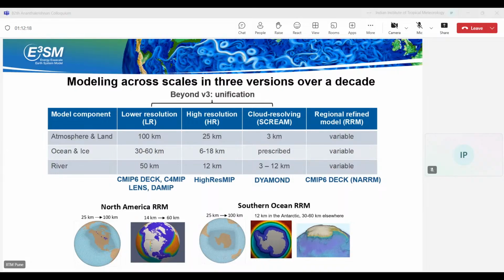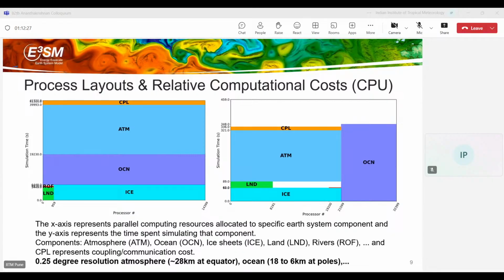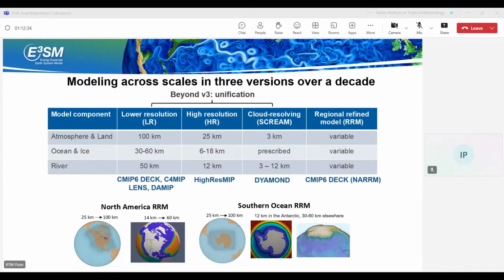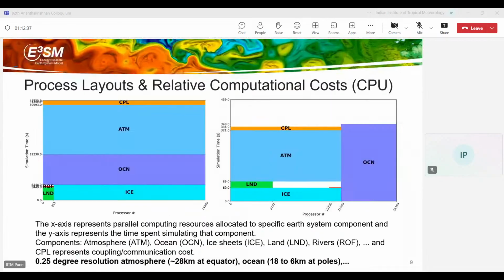Yes. So beyond V3, where we are at, the idea is to have a unified model which can support all these kinds of production configurations. And just briefly, from a computational standpoint, this is where I see the high resolution, not the ultra high, but these are the relative computational costs. So the x-axis is roughly all the CPU cores and how much time might have been spent on each component. So for us, atmosphere and ocean followed by ice are the primary computational components.